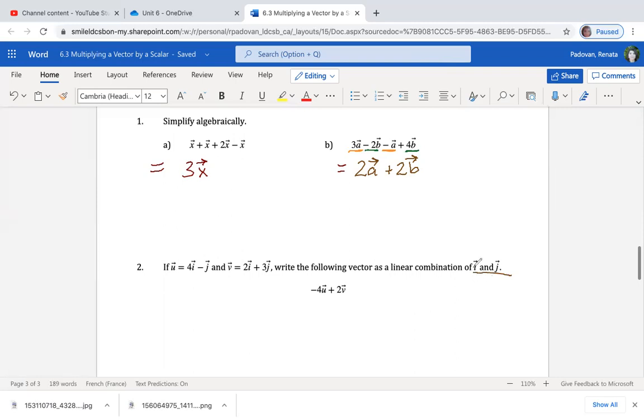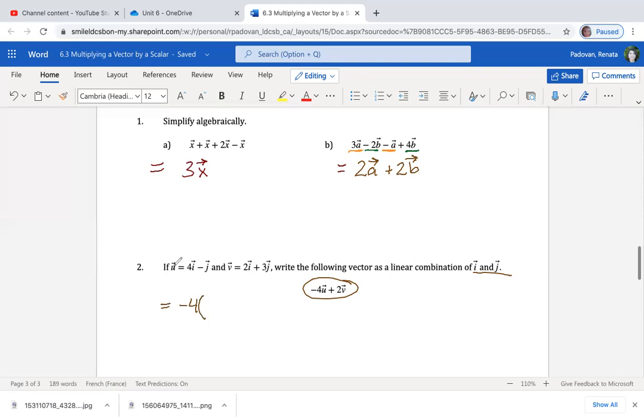Linear combination just means that I'm combining them, adding them together into the same equation. So this is the equation that I'm dealing with. Negative 4 vector u, so a vector u going in the opposite direction, 4 times the size, plus 2 vector v's. So let's rewrite this. I have negative 4, and this is like the distributive property here. I've got u, but u is a combination of i and j, because I want it in terms of i and j.